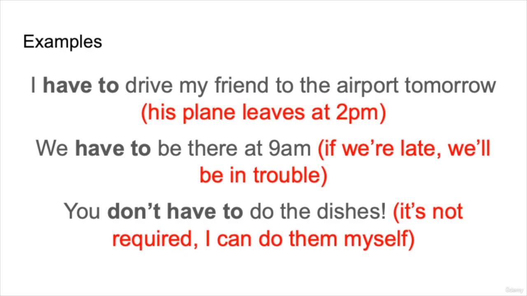It's not required. I can definitely do them myself. So this is a nice thing you can say to visitors of your home, and perhaps they've offered to do the dishes, but you can say, oh, stop, you don't have to do the dishes. And this is the opposite of have to. So it's the opposite of urgent. There is no reason you need to do this.